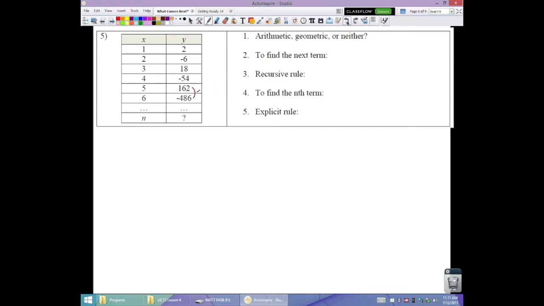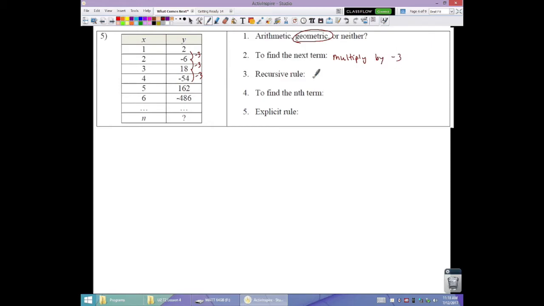This is not arithmetic. In fact, maybe we could have noticed that because we've talked about the only way to switch back and forth from positive to negative is if you are multiplying by a negative number. So what am I multiplying by? To get from 2 to negative 6, it's times negative 3, times negative 3, times negative 3. So we have a geometric sequence. To find the next term, we multiply by negative 3.